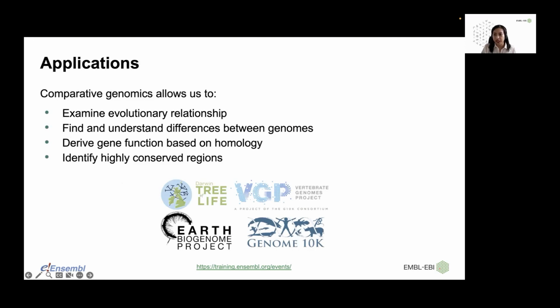Okay, so let's look at the applications of comparative genomics first. So researchers in this field are mainly interested in examining the evolutionary relationship between species. And they're also trying to find and understand differences between genomes, derive a gene's function based on homology, and identify any regions that are conserved across different species. There are loads of different ongoing projects that generate sequencing data for researchers to do comparative analyses on.